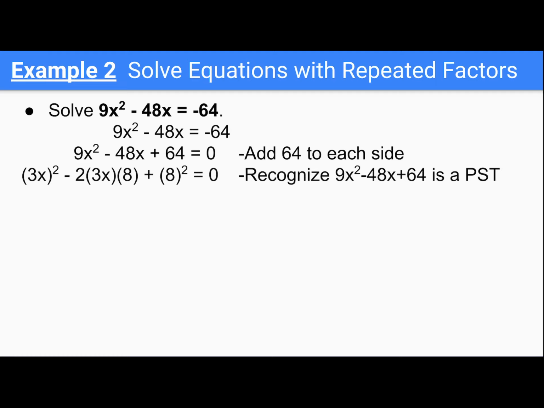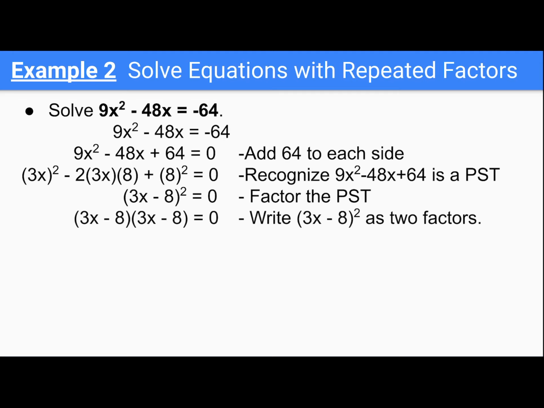So my a is 3x, my b is 8. I'm going to write this as 2 factors, 3x minus 8, and I square it. Remember, I can expand it to look like this, 3x minus 8 times 3x minus 8. Notice the example says we are going to solve. So we want to set both of these expressions equal to 0. So 3x minus 8 equals 0. So set the repeated factor equal to 0.